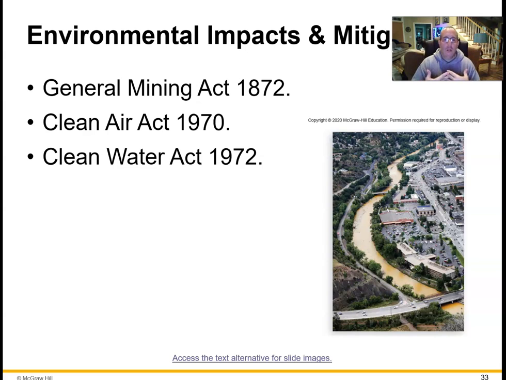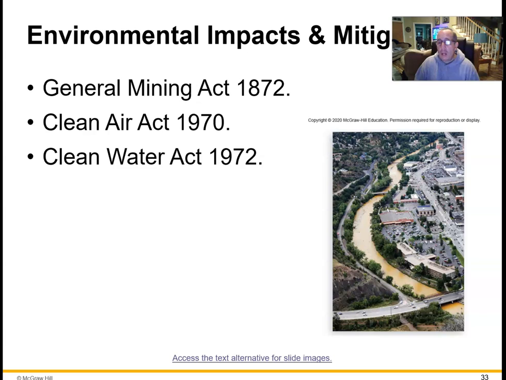So let's go into environmental impacts and mitigation, some of the regulations. So the last two first, the Clean Air Act, Clean Water Act back in the 1970s, they really stepped up the environmental regulations on mining because essentially before those there were none at all.